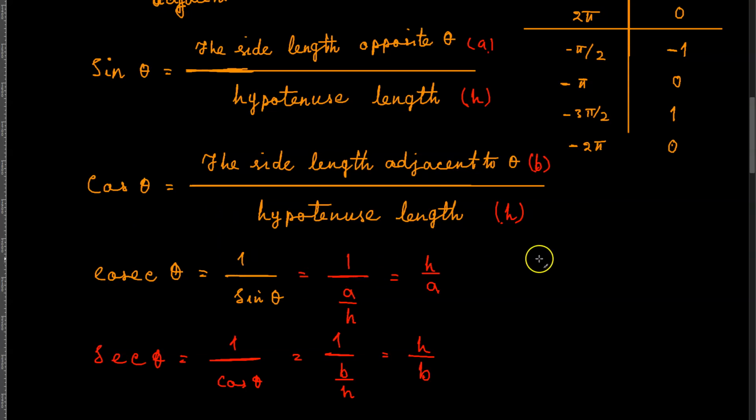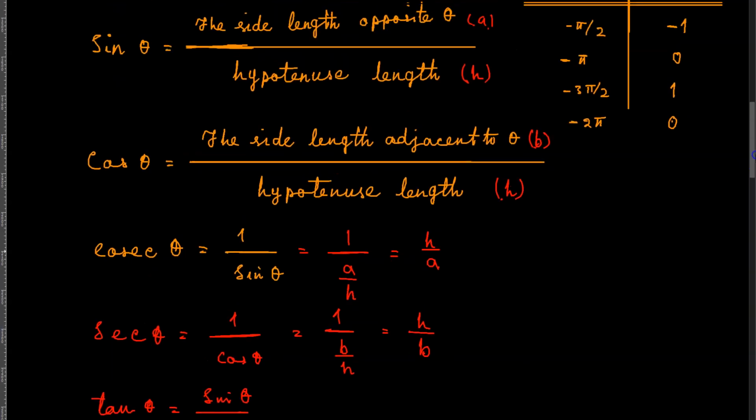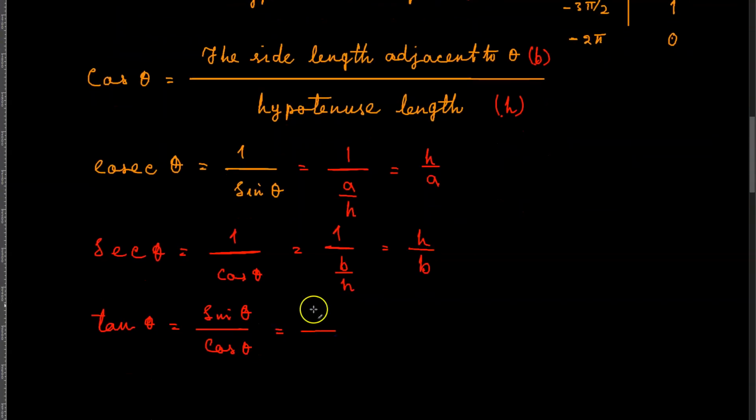Now, so we have sine theta, cos theta, cosecant theta, secant theta. Then another trigonometric ratio that we have is tan theta. Tan theta is by definition sine theta by cos theta. You can see that sine theta is a by h, and cos theta is the same thing as b by h.